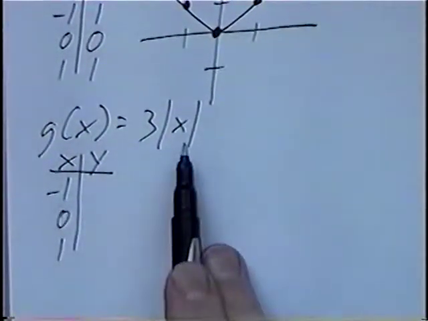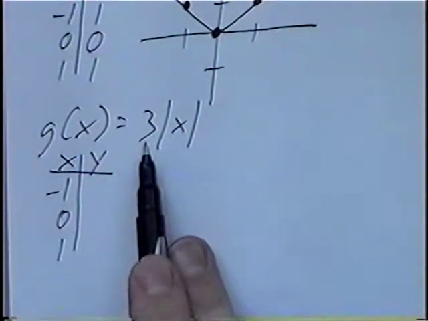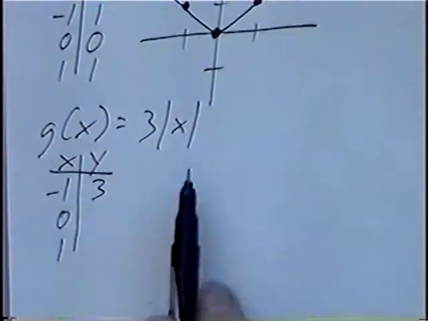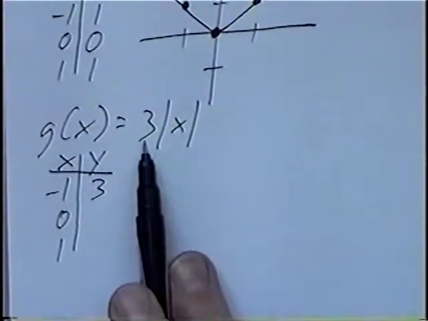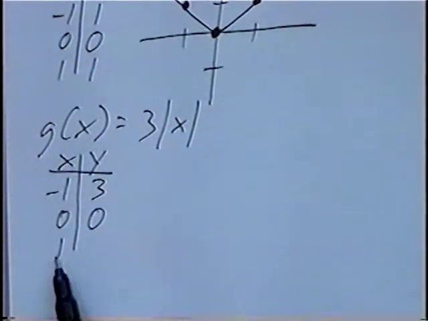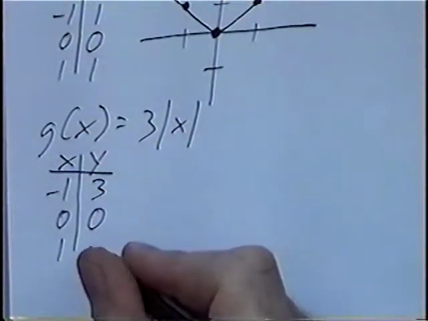Plugging a negative 1 in, the absolute value of negative 1 is positive 1. Positive 1 times 3 would be 3. Absolute value of 0 would be 0. 0 times 3 would still be 0. And the absolute value of 1 is 1, times 3 would be 3.